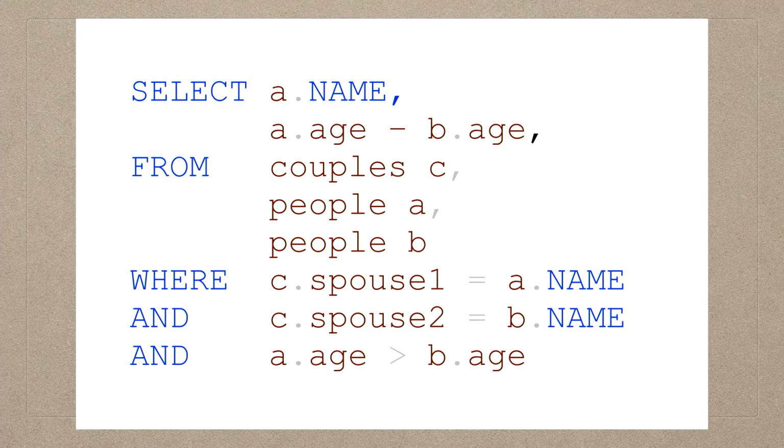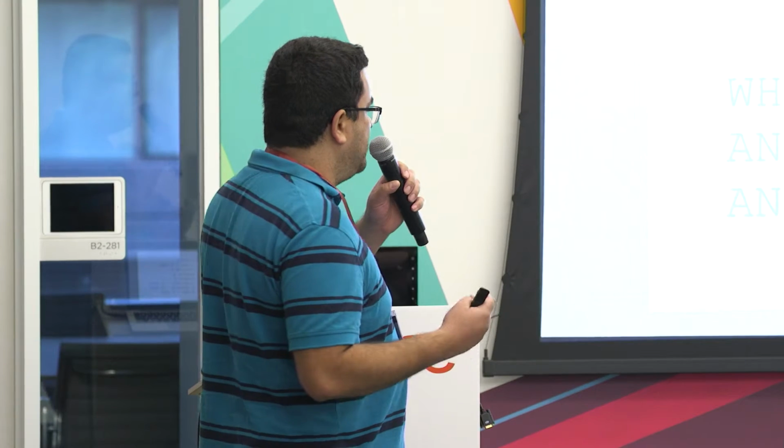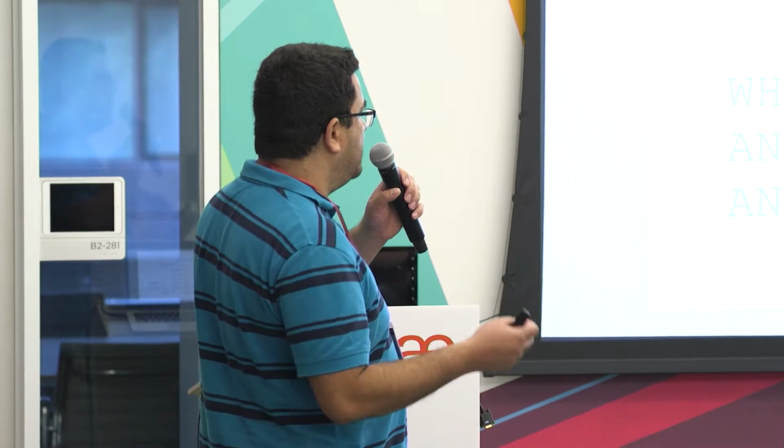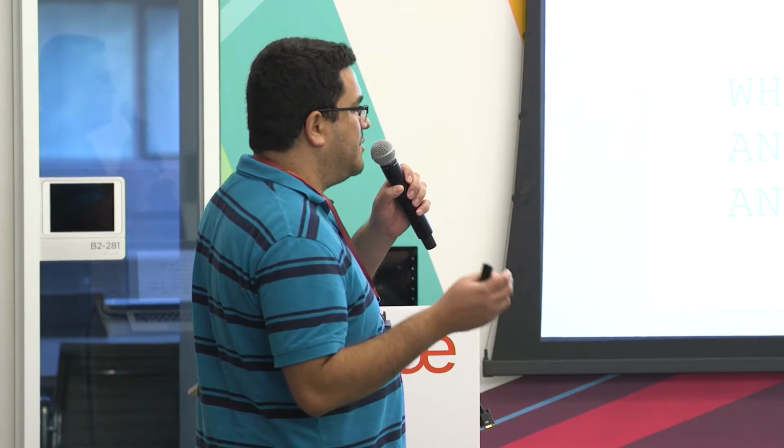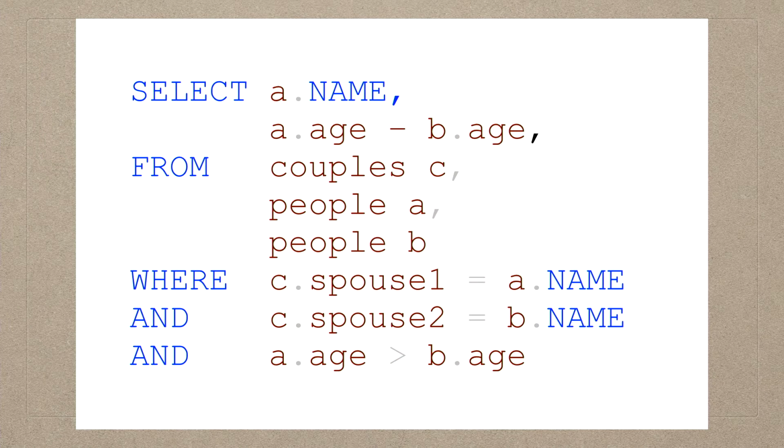So just to give you an example, this is a very simple query. Select name and the difference of age between two people, A and B. Select from the couples table, people A, people B, and then join the couples table with the two people, and then find all couples where A is older than B. Okay, and then return the difference of age.